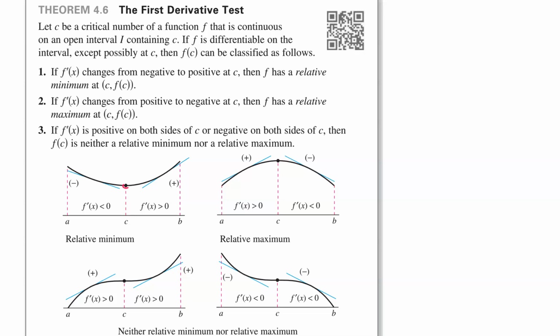So these critical points here, right, they have a slope of 0. So at those pink points, my derivative is equal to 0. We're testing the values on either side. So if we're decreasing and then increasing, we're going to have a relative min. If we're increasing and then decreasing, we're going to have a relative max. And then if our sign stays the same, we're going to have neither.